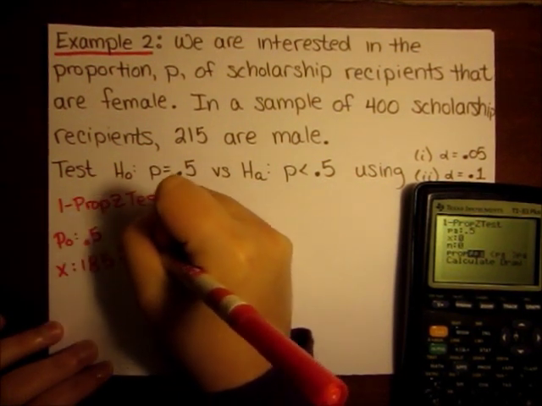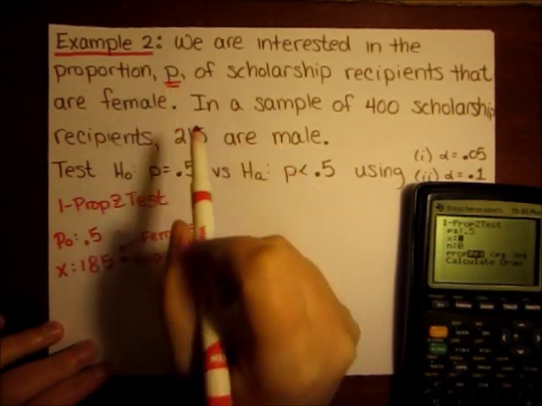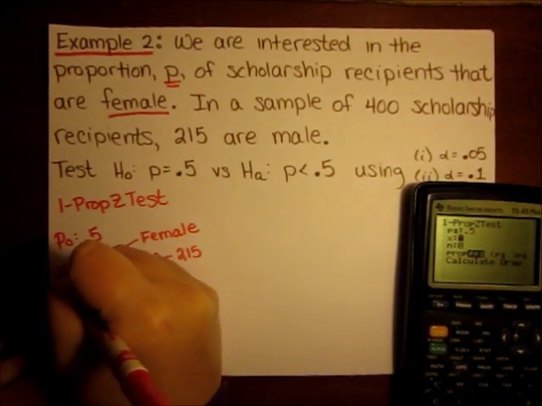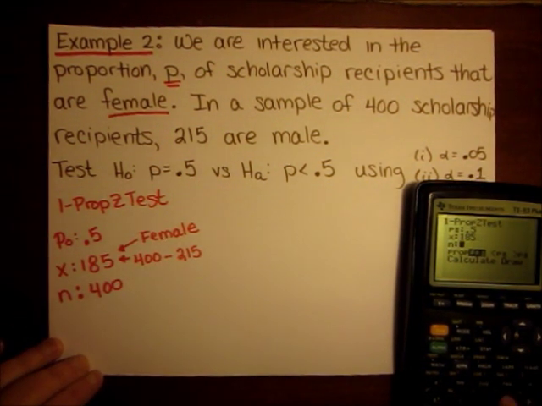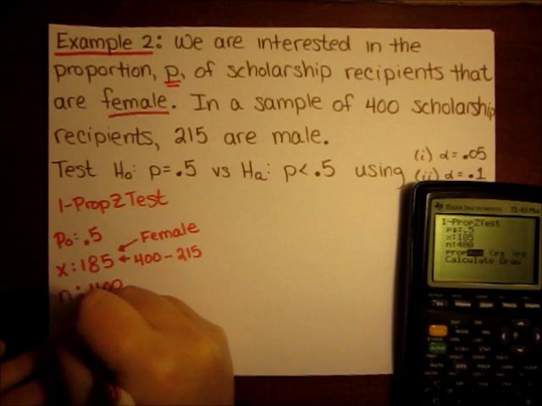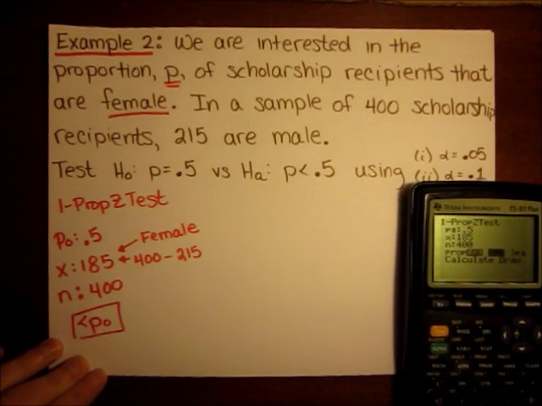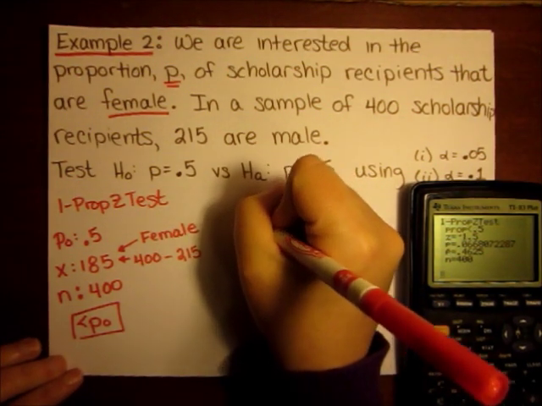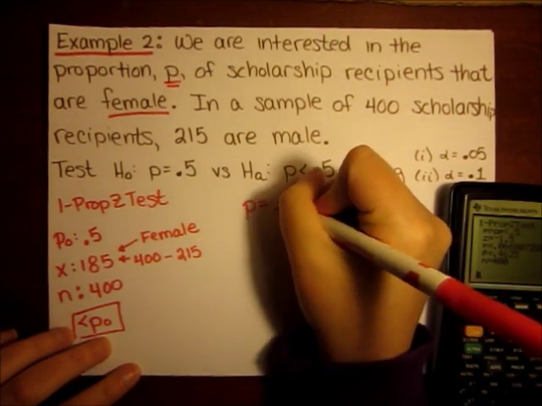So X has to be female recipients. And again, that's because the proportion P is of recipients that are female. So X has to be female. Okay, my N is the number in the sample. N is 400. So let me get those numbers in. 185, 400. And my prop, the thing that I highlight, is what my alternative looks like. So the alternative looks like less than P0. So I highlight it, I press enter over it, and then I go to calculate. And the thing that follows the letter P, the one without the hat over it, is 0.0668. And that is my p-value.